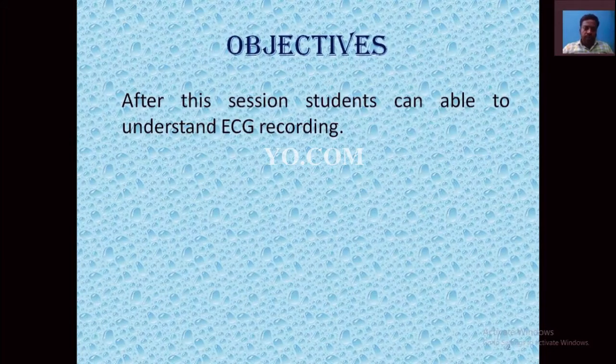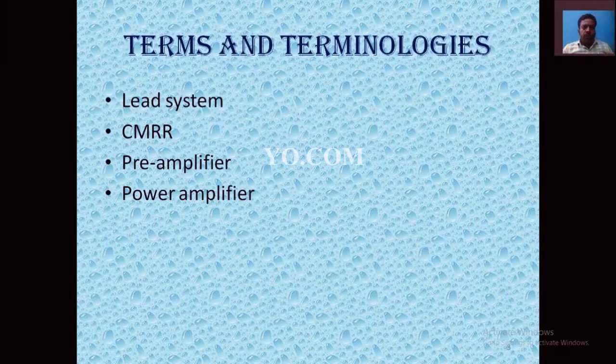Right. Then the terms and terminologies used in this session. The first one is lead system. We have already studied the lead system in the previous session. Lead system means the electrode and recorder interface wires, that is, the leads. Already we have studied the 12 lead system for measuring electrocardiogram.